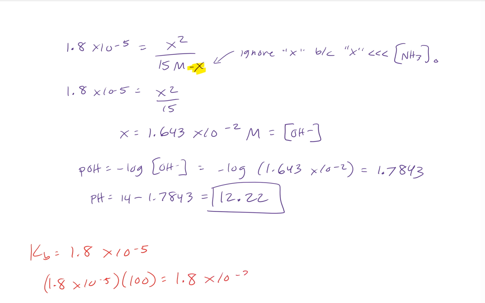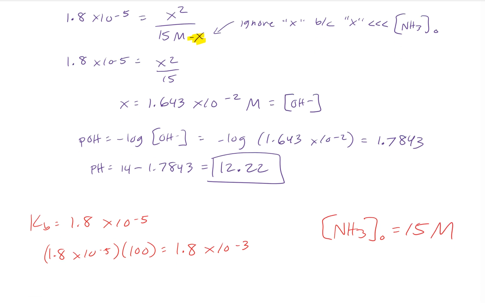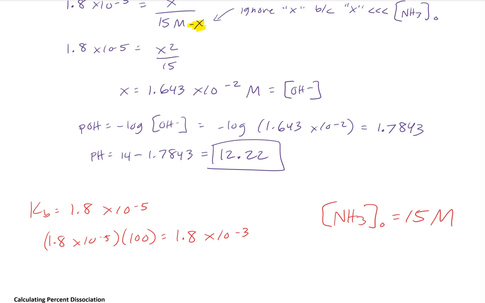1.8 times 10 to the negative 3. Compare that to the initial concentration of our weak base. It was 15 molar. When your Kb times 100 is less than the initial concentration, we are good to go. You can ignore X. This is known as the 5% rule, because if the dissociation is less than 5%, you can pretty much ignore X.